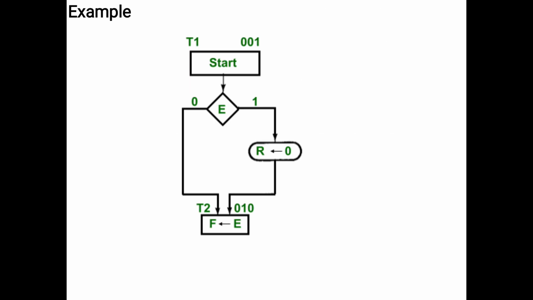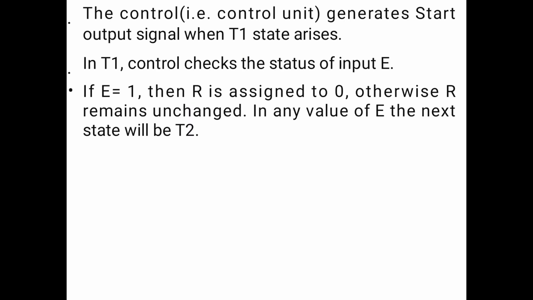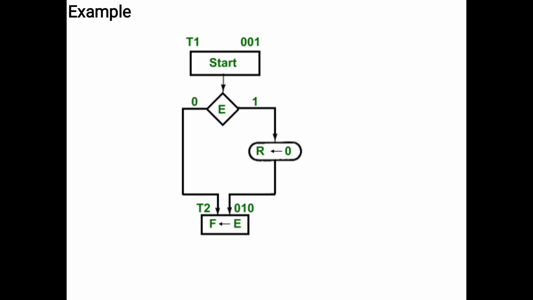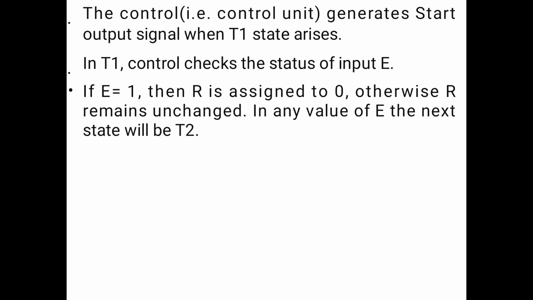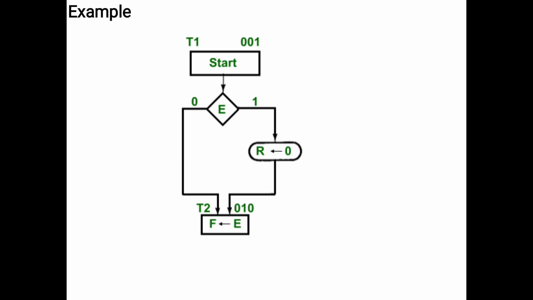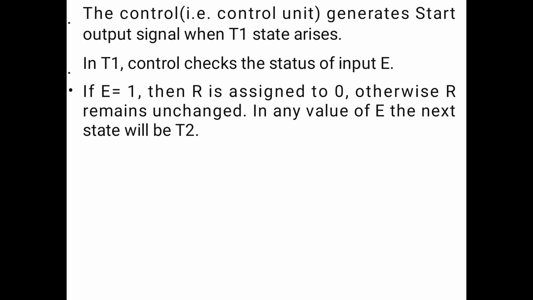So this is an example representing all the three elements of the ASM chart. And here the control unit generates the start output signal when T1 state arises, and in T1 the control checks the status of input E. If E is 1, then R is assigned to 0, and if E is 0, it remains unchanged. In both the cases, the value of E is assigned to the state F.